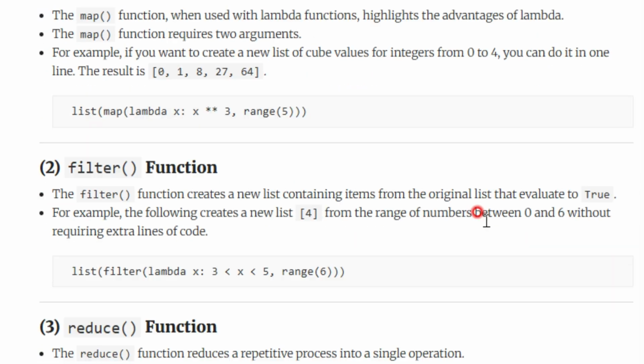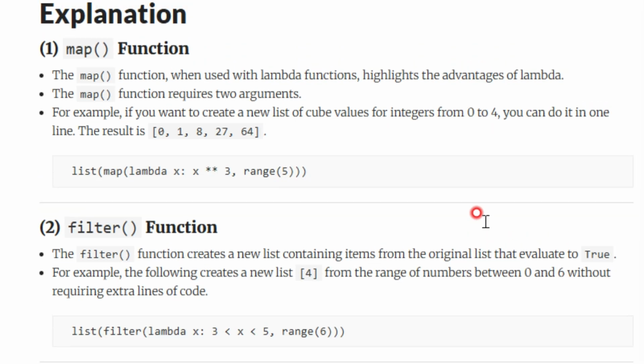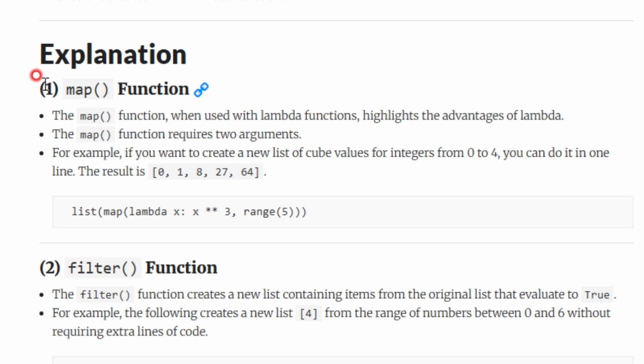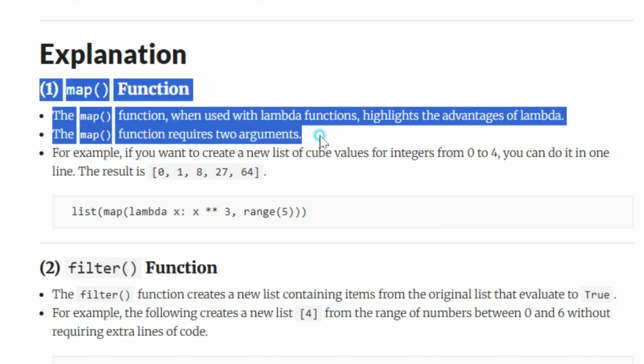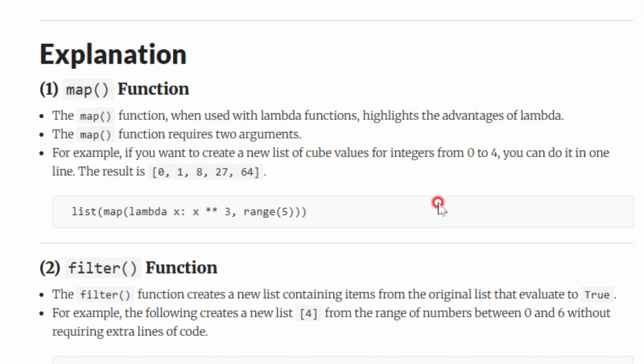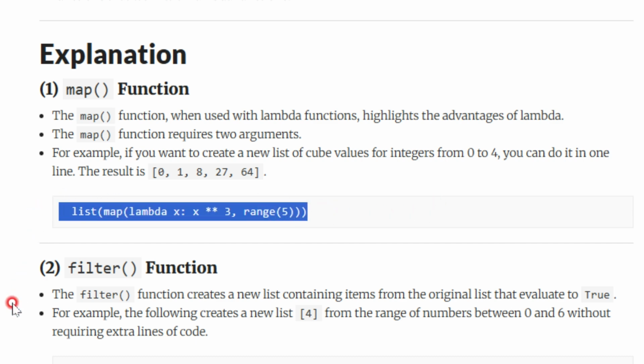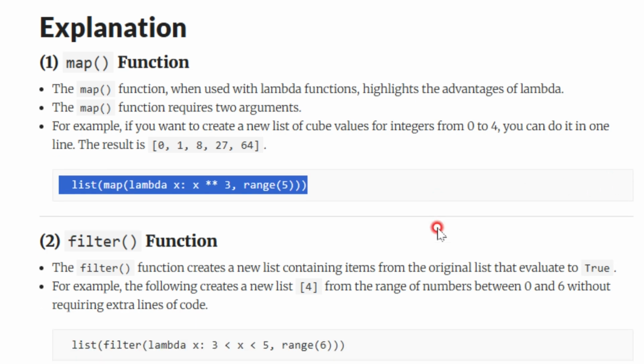First, let's start with map. The map function is used when we want to apply a certain operation to every item in a list or a sequence. Instead of using a loop, we can use map to apply a function to every item in just one line. For example, let's say we want to find the cube of numbers from 0 to 4. Instead of writing multiple lines of code, we can use map with a Lambda function. The result will be 0, 1, 8, 27, and 64.